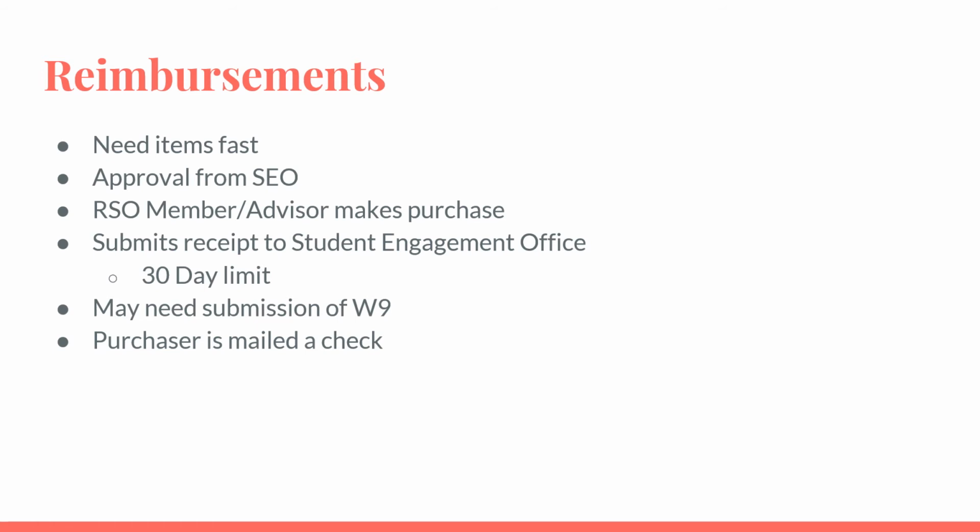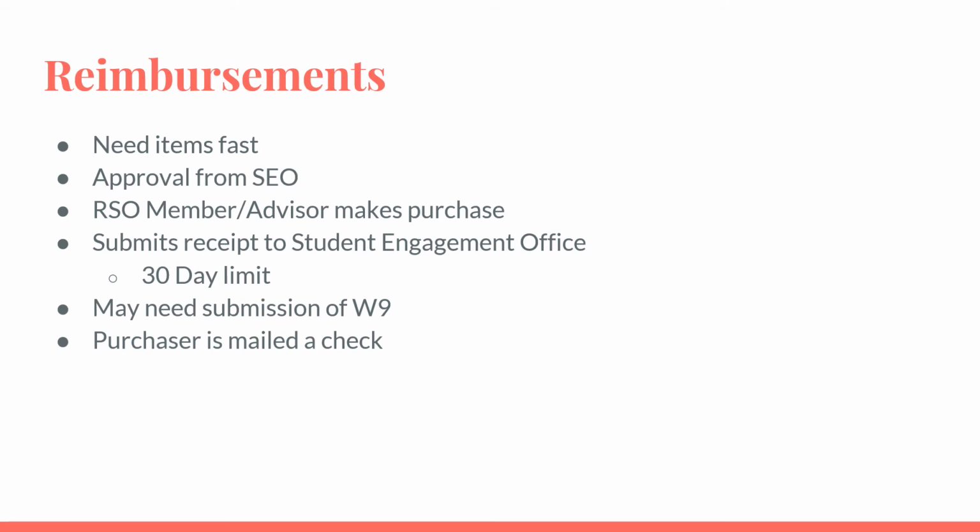Once the organization has received approval for reimbursement, a member or advisor for the RSO would make the purchase using their own funds. The purchaser would then need to submit a copy of the receipt to the Student Engagement Office. The purchaser should submit the receipt quickly, as receipts that are more than 30 days old will not be accepted and a reimbursement may not be offered.